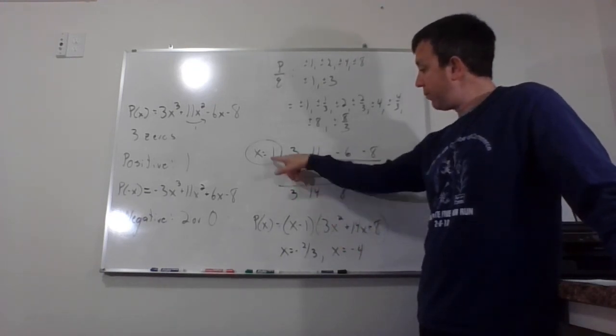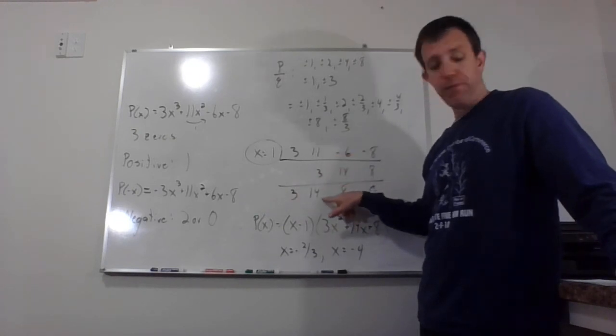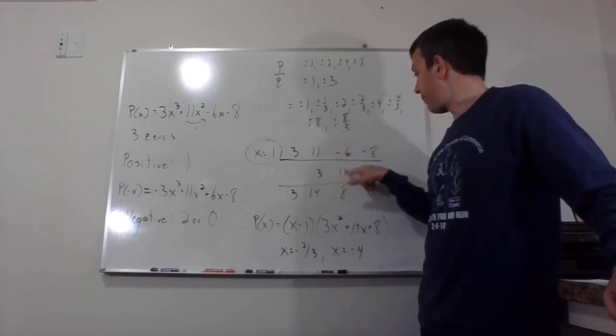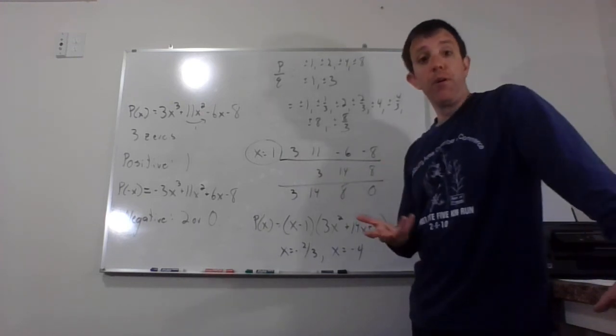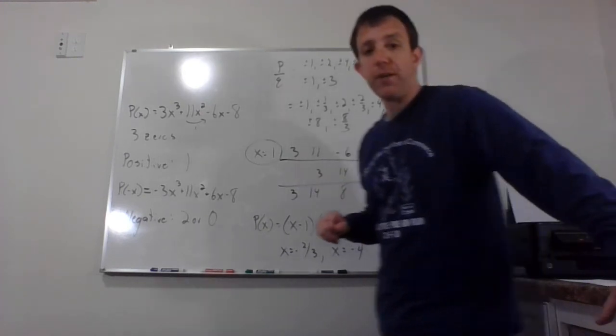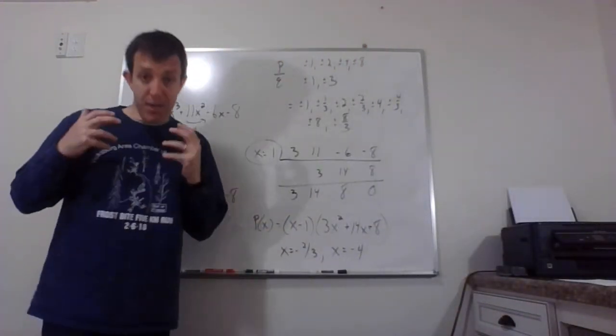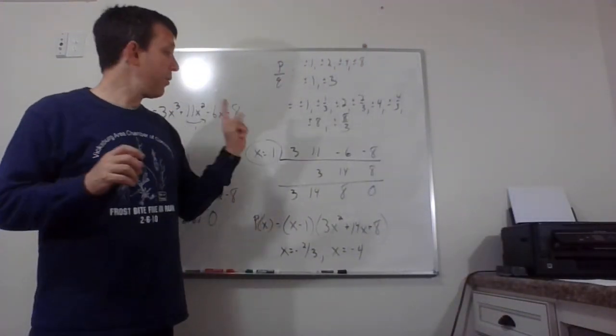So I do the synthetic division with 1. I drop down the 3. 1 times 3 is 3. Add and I get 14. Multiply, I get 14. Add, I get 8. Multiply, I get 8. Add and I get 0. And so I go, okay, great, I got 0 all the way over here at the end. That means that I know that 1 is a zero.